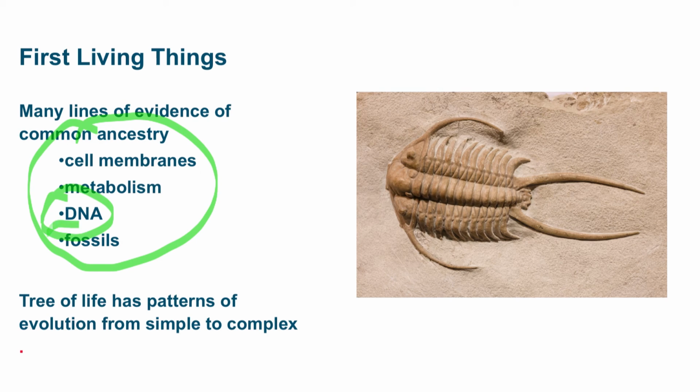And then, of course, there are fossils, which show us ancestral forms of organisms like this ocean-dwelling critter here. The tree of life has patterns of evolution from simple to complex, and so that's something that we're going to talk about more in future modules.